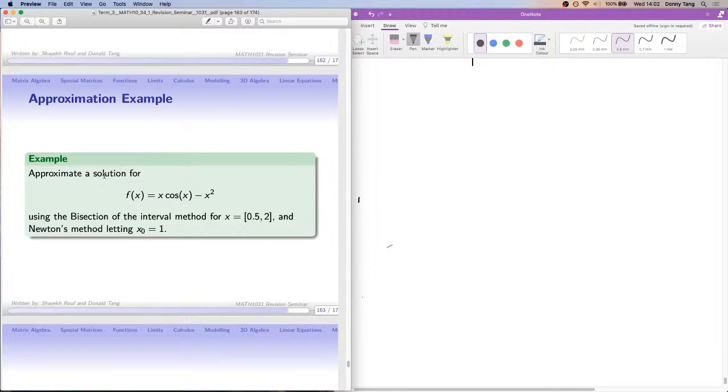All right. So we're going to approximate a solution for f(x) equals x cosine x minus x squared using the bisection of the interval method. So approximate a solution, okay, that's fine. Bisection of the interval method.